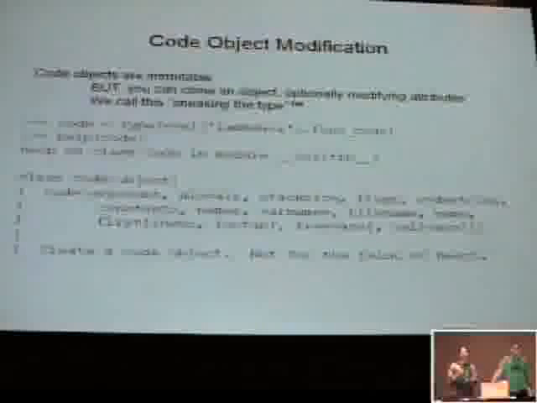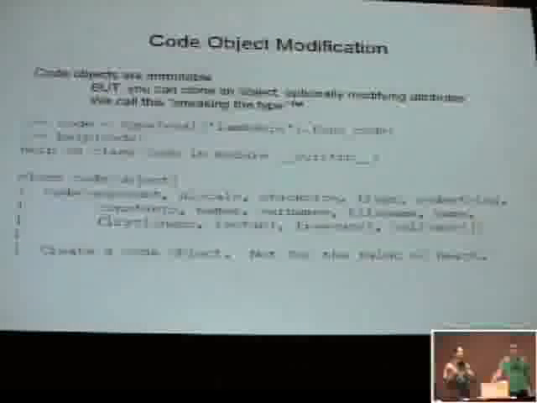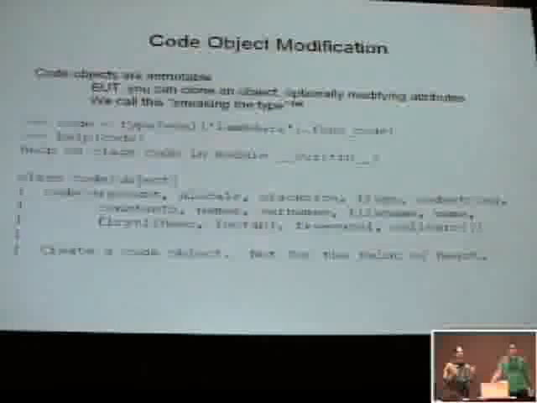So, code object modification. Earlier I mentioned code objects are immutable because they're implemented in C. However, how do you modify one? Well, we figured out that, because of Python's dynamic nature, you can take a type from any object and just use its constructor.